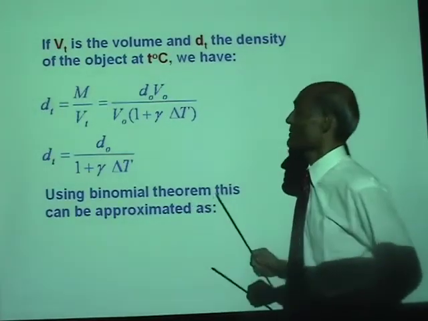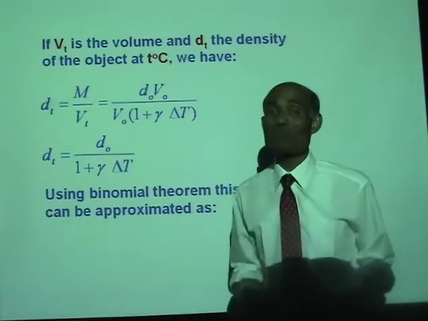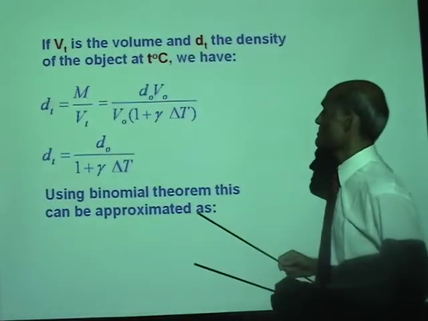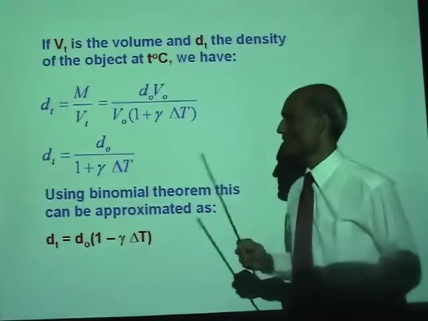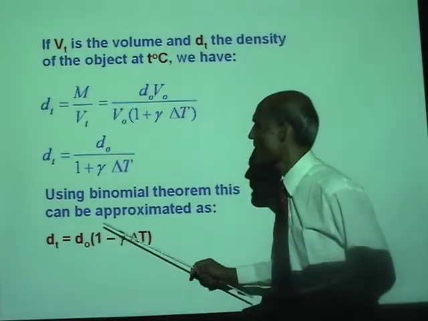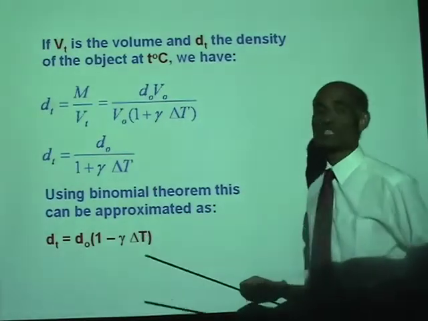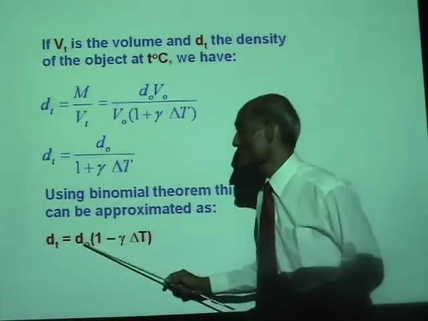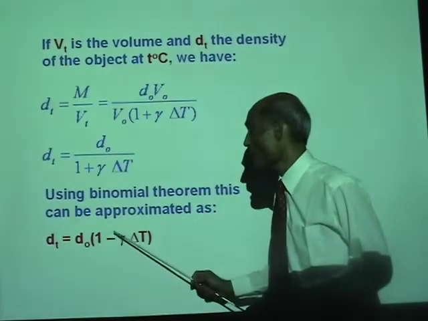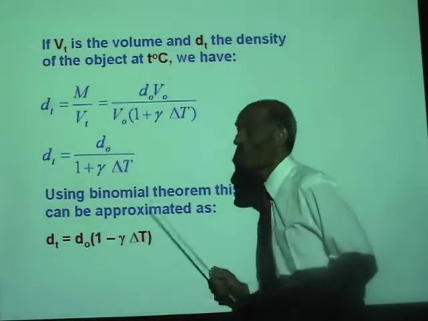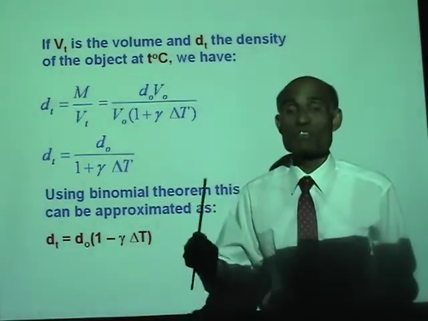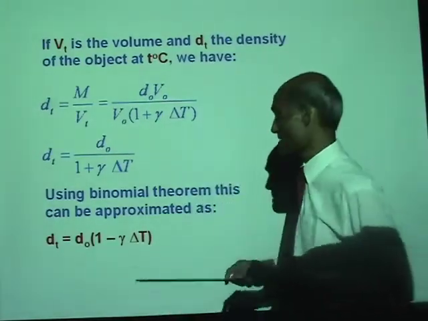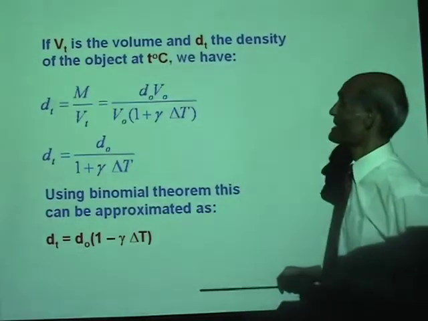Now, using binomial theorem, well, I don't know how many of you have seen binomial theorem. I'm not going to go into it. But I can use binomial theorem and write this as an approximation as dt equal to d0 times 1 minus gamma delta t. I want you to remember that equation. The density at any given temperature is density at 0 degrees Celsius times 1 minus gamma delta t. What is gamma? Gamma is the coefficient of volume expansion, which is approximately 3 times the coefficient of linear expansion. And delta T is the change in temperature.